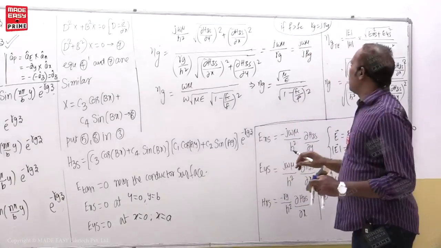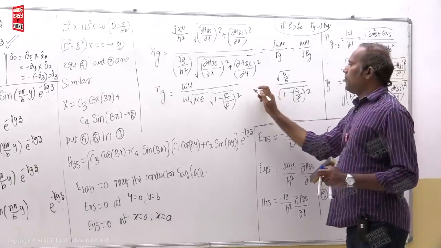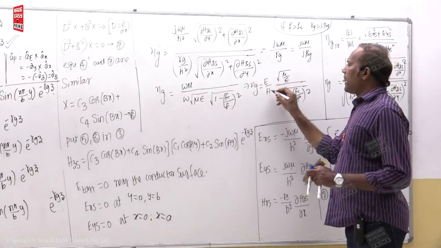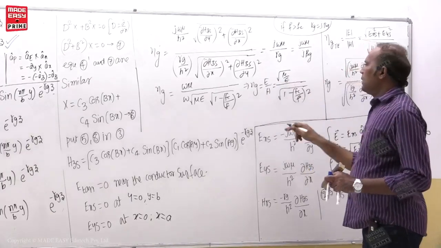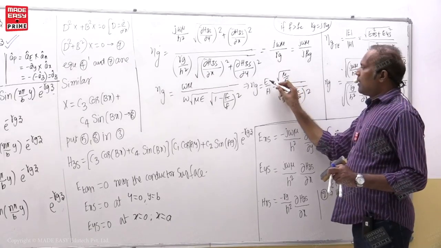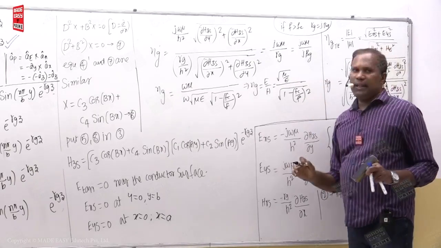So I wanted to tell you that the definition of eta g is the ratio of electric field to magnetic field. Electric field is changed to magnetic field, and magnetic field is changed to electric field because of impedance. You got this formula. Now I am not putting this in the box.